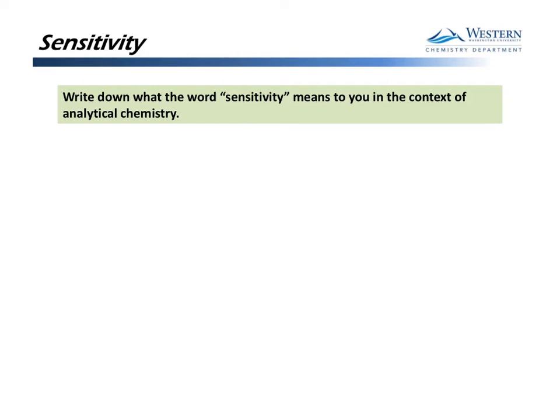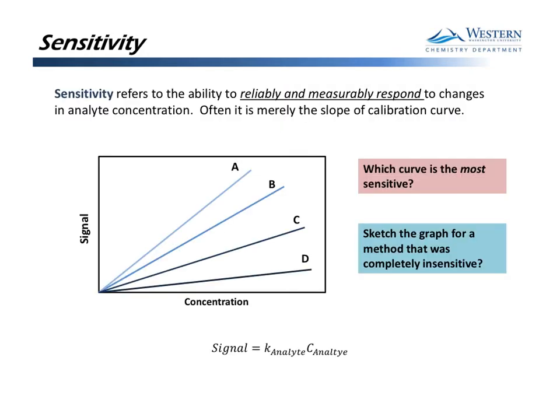Okay, now I want you to pause this video and write down the word sensitivity. What does sensitivity mean to you in the context of analytical chemistry? Okay, welcome back. So in analytical chemistry, sensitivity refers to the ability to reliably and measurably respond to the change in analyte concentration. Often it mirrors the slope of the calibration curve. So what that means is how reliably and measurably it responds to changes in concentration.